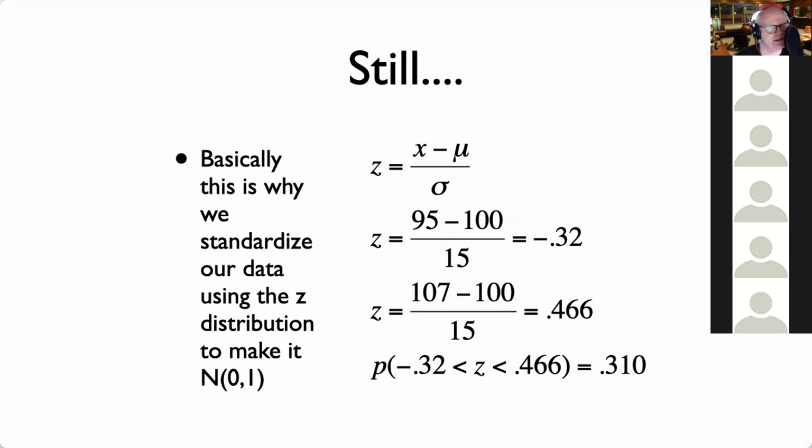But if we were to do this, we would find out the probability of getting a score between, in this case, what do we have here? We got a Z of negative 0.32 and a Z of 0.466. And I went through and found out the probability of getting a score between negative 0.32 and positive 0.466 is 0.310. So 31% of people then have an IQ between 95 and 107. Okay, so that's what that says.